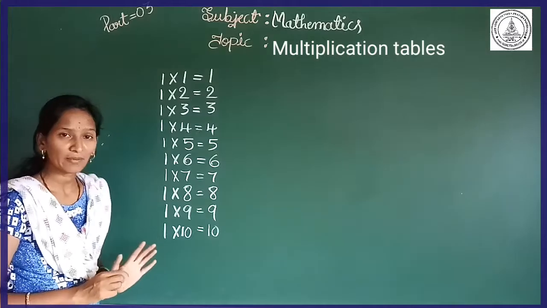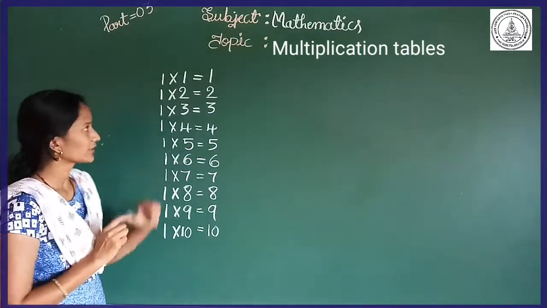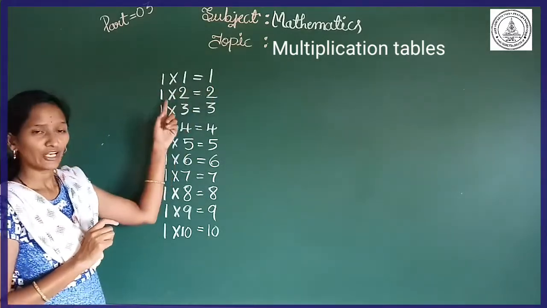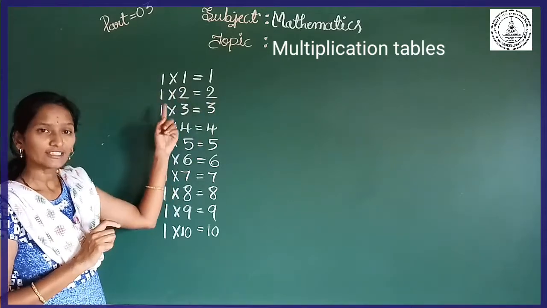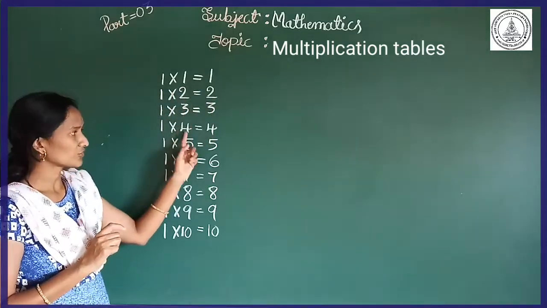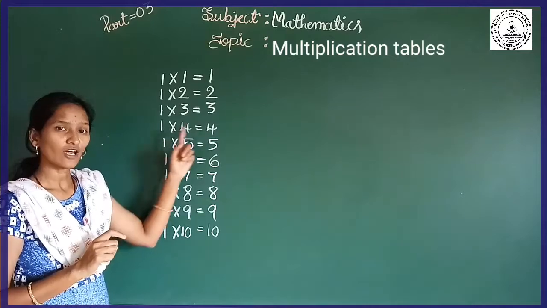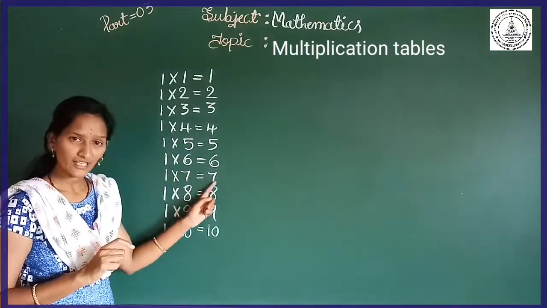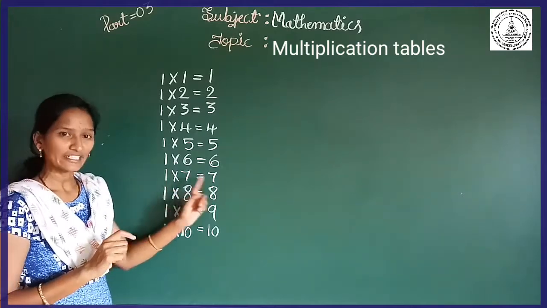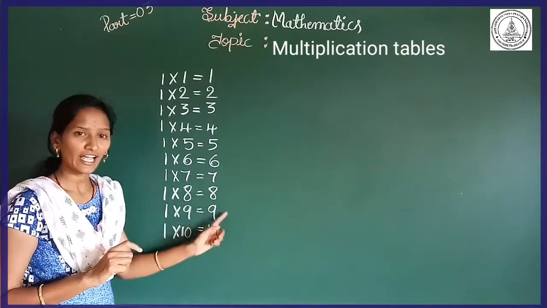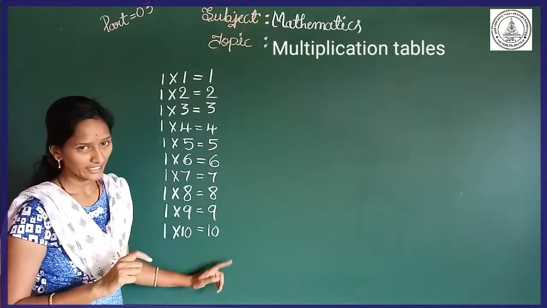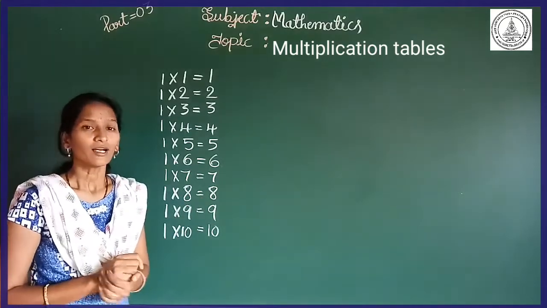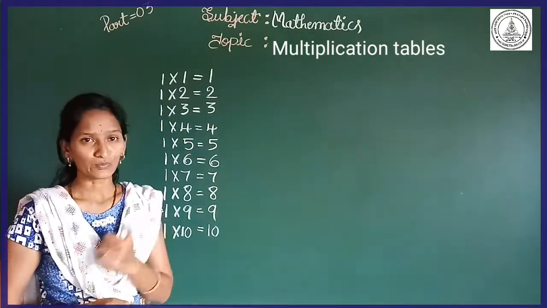These are all a multiplication table of 1. See here. 1 is 1. 1 2s are 2. 3, 1 4s are 4, 1 5s are 5, 1 6 are 6, 1 7s are 7, 1 8s are 8, 1 9s are 9, 1 10s are 10. So now come to the multiplication table of 2.